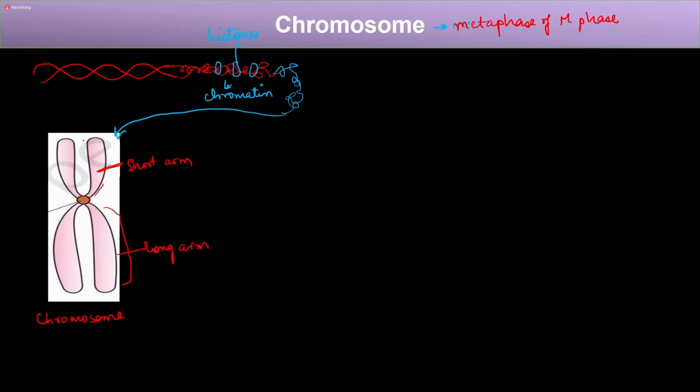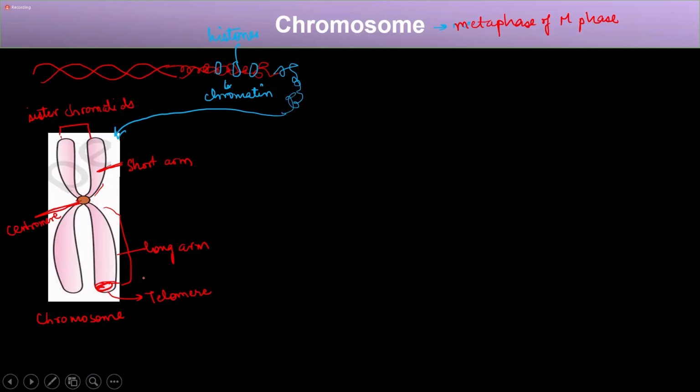Now, these two together are called sister chromatids. Okay. Apart from this, the central structure through which these two chromatids are connected to each other is called the centromere. Apart from this, the edges, the ends of the chromosome, are known as telomere. Okay, so this is the structure of the chromosome.